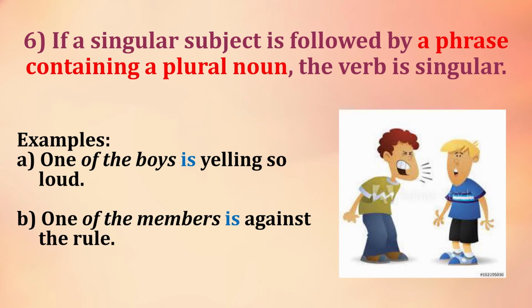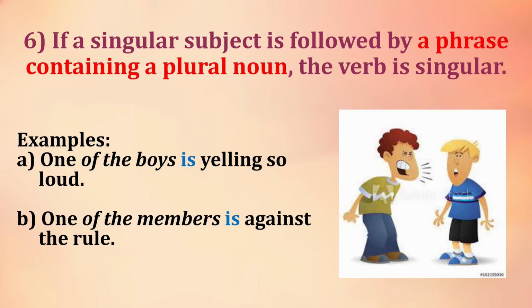Let's see the sixth rule. If a singular subject is followed by a phrase containing a plural noun, the verb is singular. Let's try to understand with the example A. One of the boys is yelling so loud. Here the simple subject is one, which is singular. Of the boys is a prepositional phrase. The prepositional phrase of the boys does not affect the verb. Therefore, is a correct form of verb.